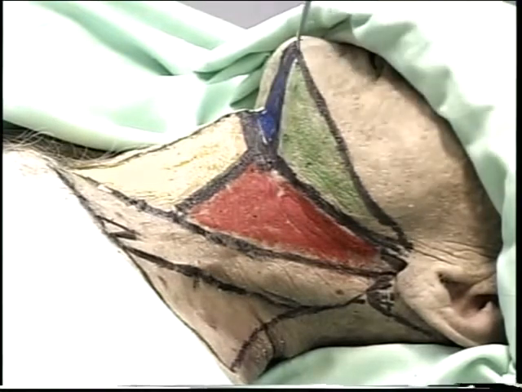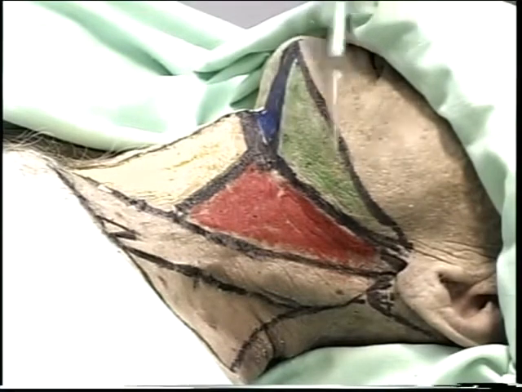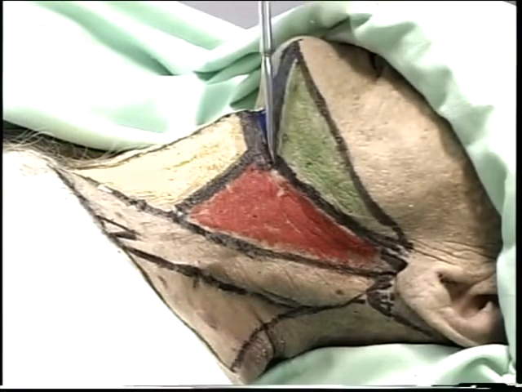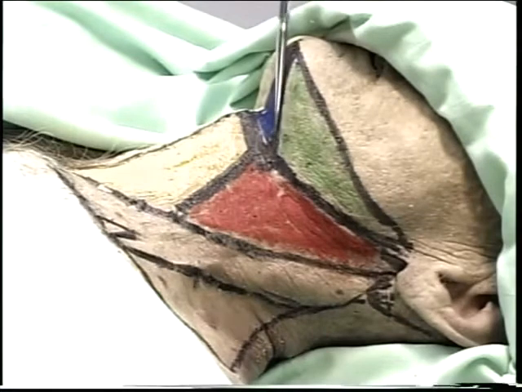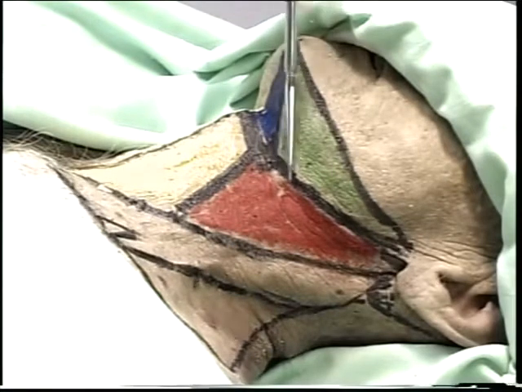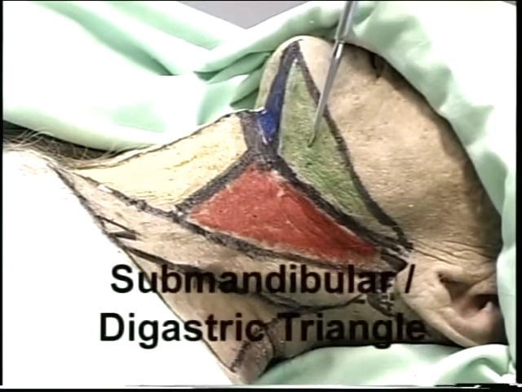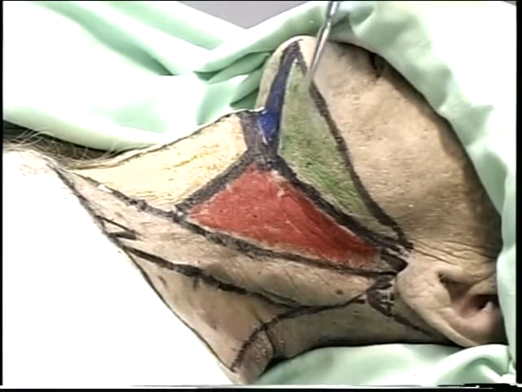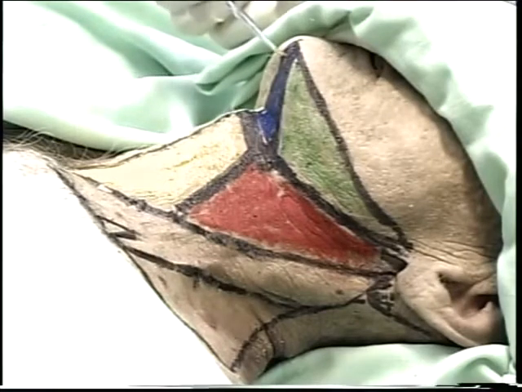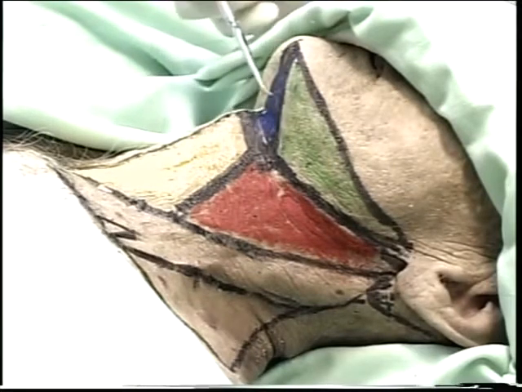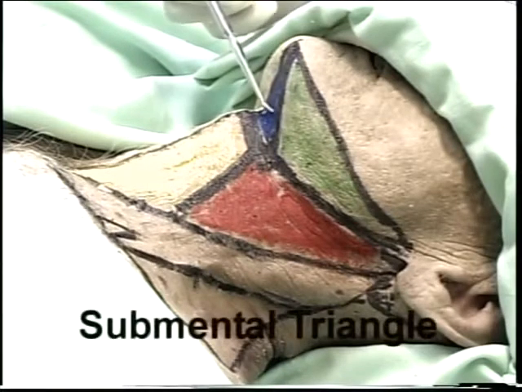Looking in here, the green area, which is bounded by the lower border of the mandible, posterior belly of digastric, and this black line, the anterior belly of the digastric. This is your digastric triangle, also known as the submandibular triangle because it contains the submandibular gland. We look just underneath the chin, bounded by the midline, the anterior belly of digastric, and the hyoid bone. This triangle in blue is your submental triangle.